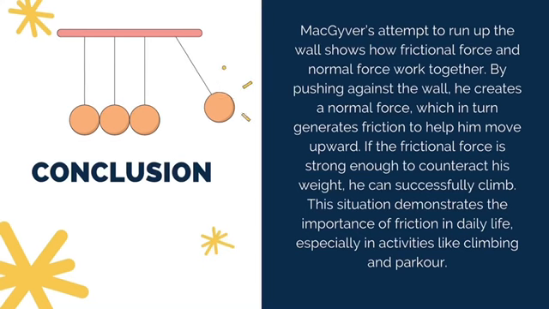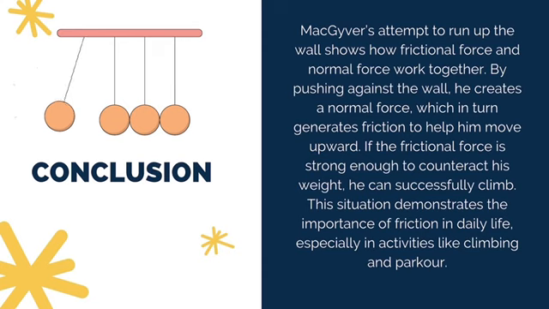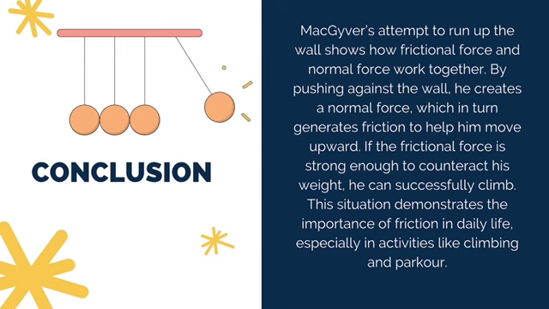In conclusion, Macgyver's attempt to run up the wall shows how frictional force and normal force work together. By pushing against the walls, he creates a normal force, which in turn generates friction to help him move upward. If the frictional force is strong enough to counteract his weight, he can successfully climb. This situation demonstrates the importance of friction in daily life, especially in activities like climbing and parkour.